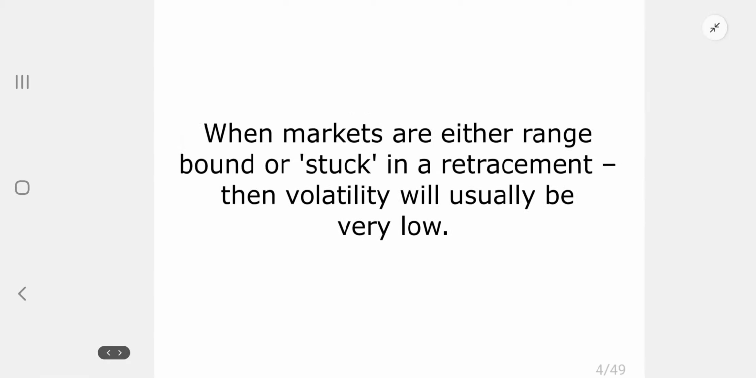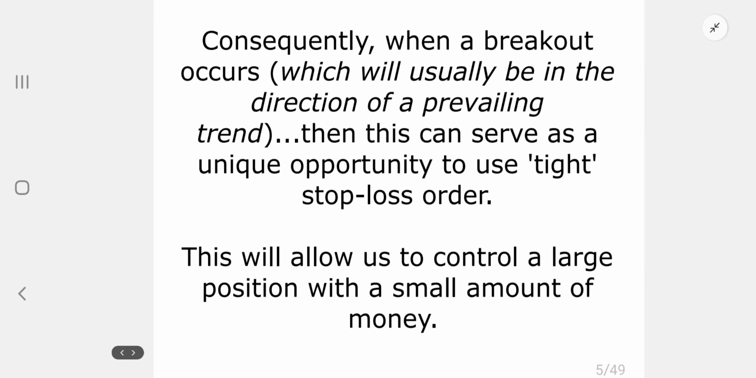Breakouts. When markets are either range bound or stuck in a retracement, then volatility will usually be very low. Consequently, when a breakout occurs, which will usually be in the direction of a prevailing trend, then this can serve as a unique opportunity to use tight stop loss orders. This will allow us to control a large position with a small amount of money.